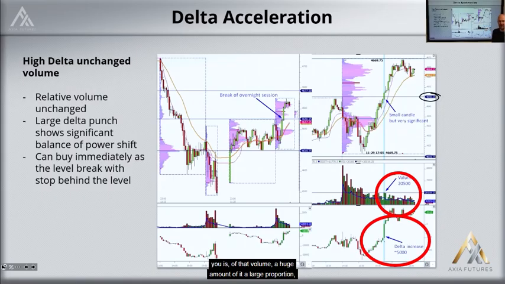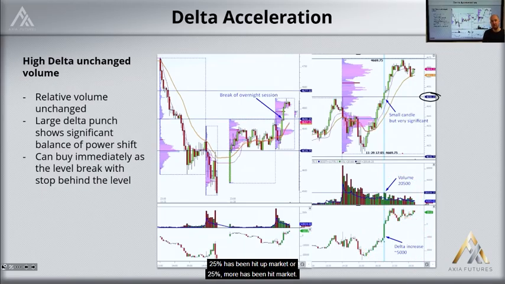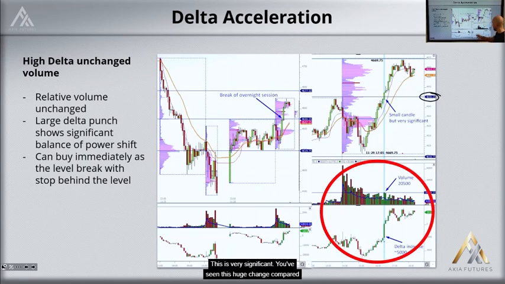So what this is telling you is that of that volume, a large proportion, 25%, has been hit at market, or 25% more has been hit at market. This is very significant. You're seeing this huge change compared to anything else that we've seen. And this is the bit that's saying to you, this is the break, this is on now, because of that huge increase in delta down there. It's what I call a delta punch.